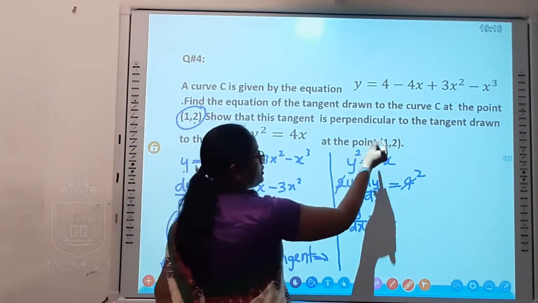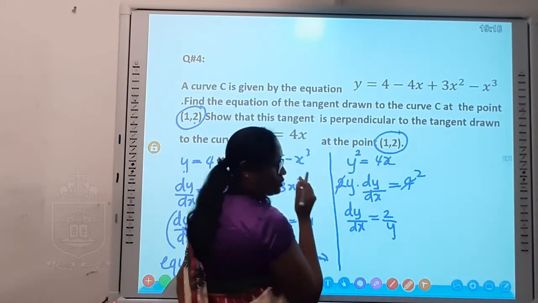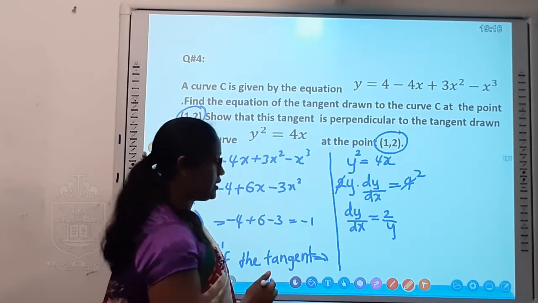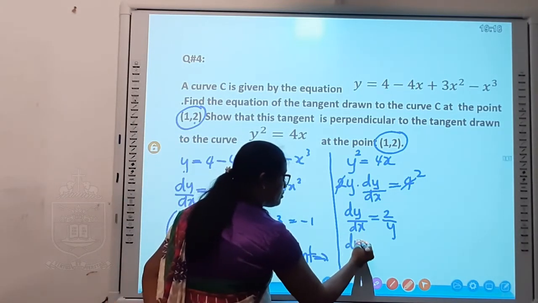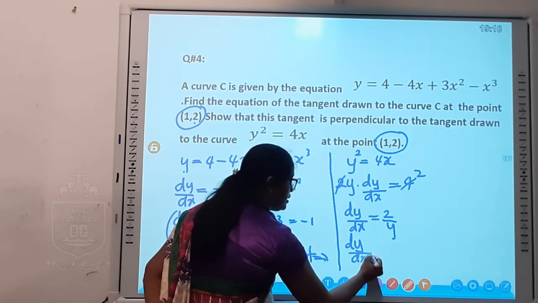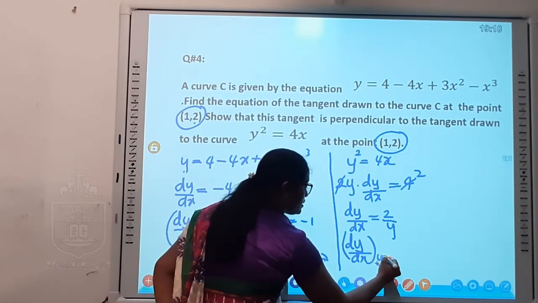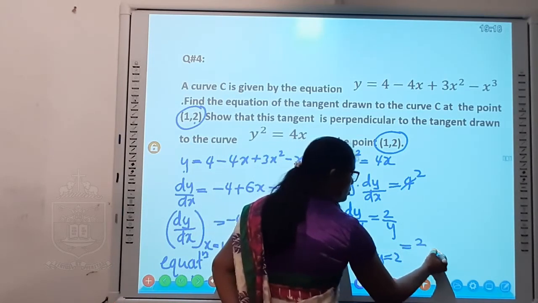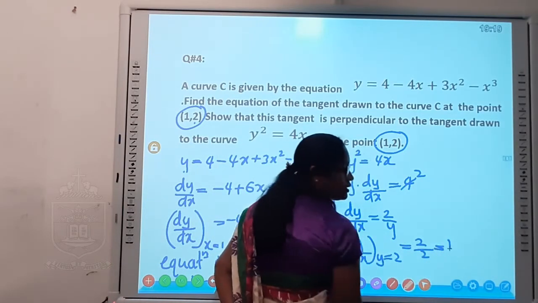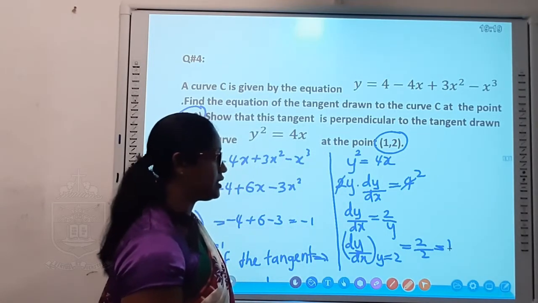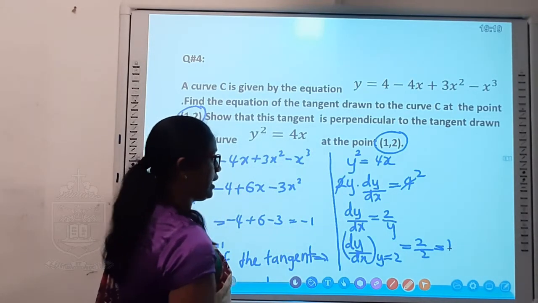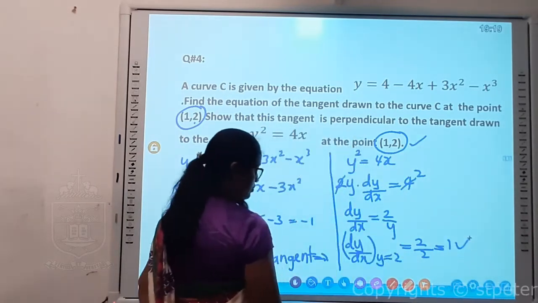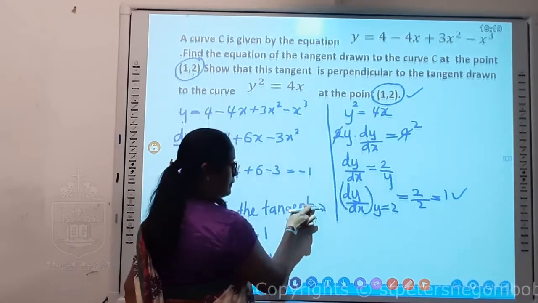The respective point we are talking about in this part is also 1, 2. So we can replace y with the y coordinate here. So we are finding the gradient of the tangent at the point y equals 2. So 2 over 2, the answer is 1. Right? So the gradient of the tangent in that part is 1. Now we have the point, right? The point is here and the gradient we found. So we can write the equation.